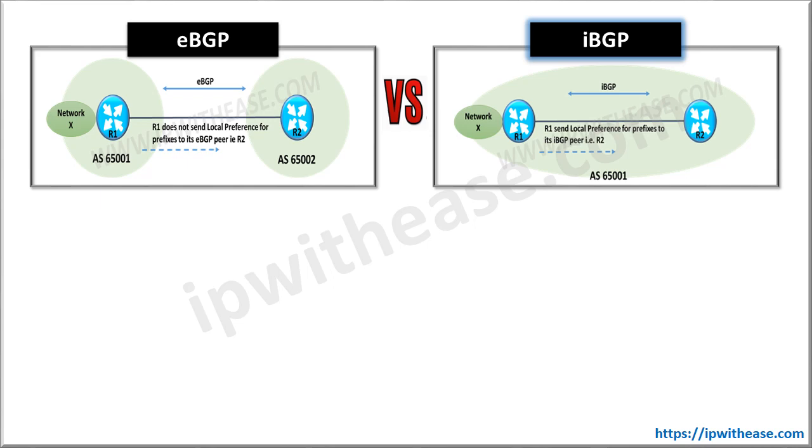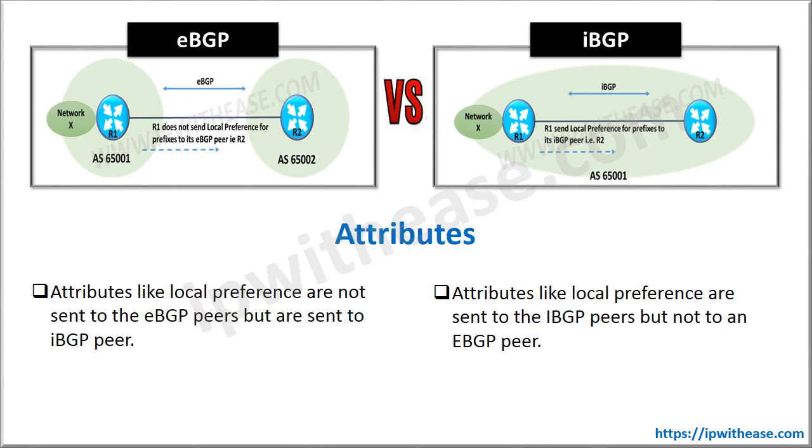However, in case of iBGP neighborship between R1 and R2, which are in the same AS, R1 sends the local preference attribute for network X and any other prefixes it advertises towards R2. Based upon this deduction, we can infer that in case of BGP, attributes like local preference are not sent to the eBGP peers. However, in case of iBGP, attributes like local preference are sent to the iBGP peers.